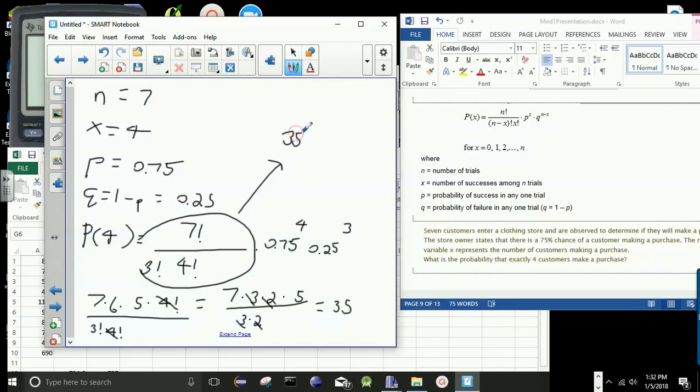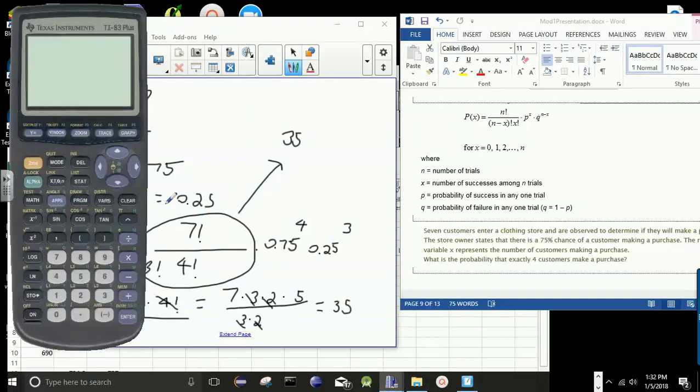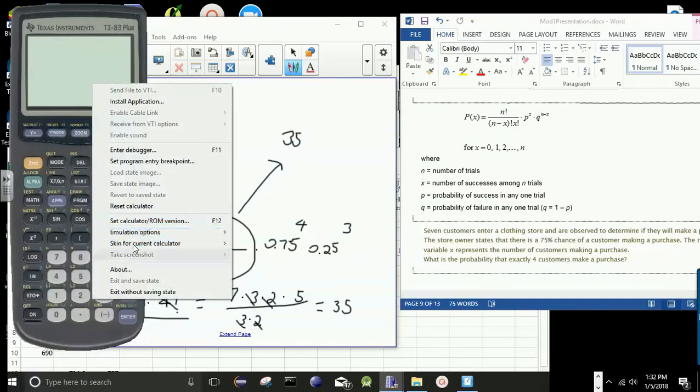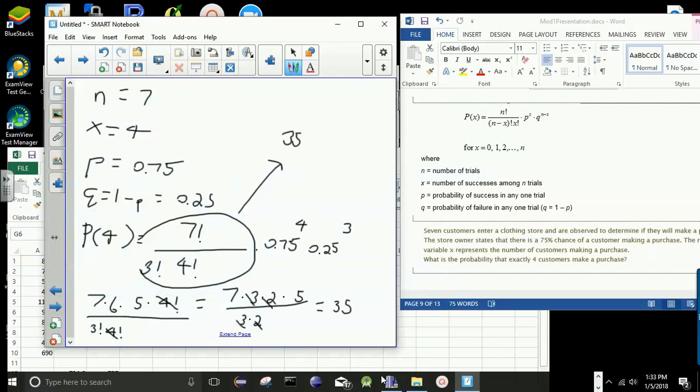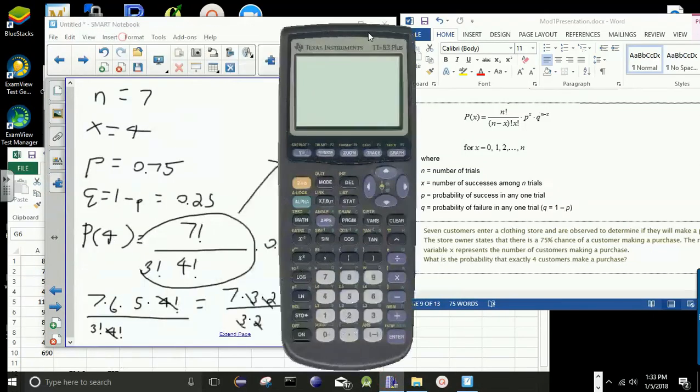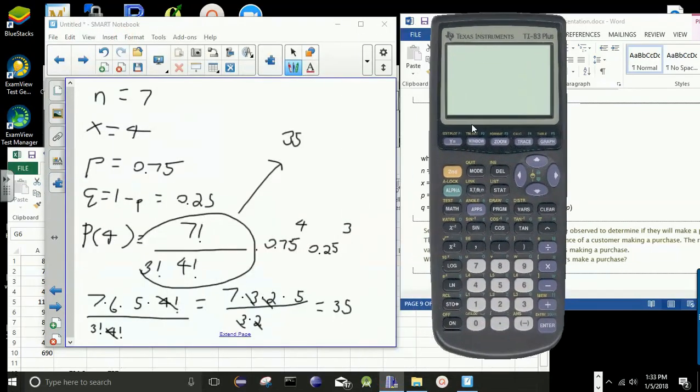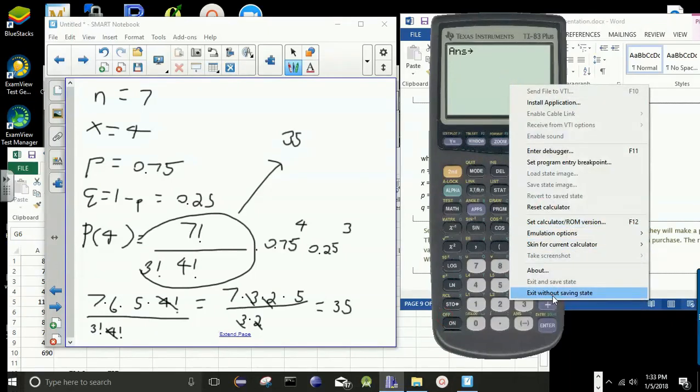So the rest we'll need a calculator for. Okay, so let's pull up the calculator. I have 2 calculators open for some reason. All right, so second on, clear, second off, try again.